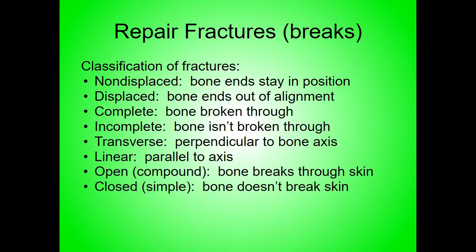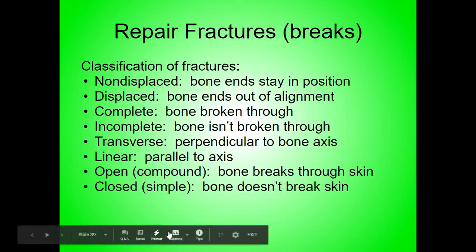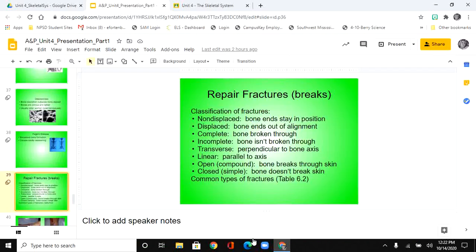If you have an open fracture, that means the bone actually breaks through the skin. We call that a compound fracture sometimes. If it's a simple fracture, that means the bone breaks, but it doesn't break through the skin. So that's a simple fracture, sometimes called a closed fracture. So let me pull up the pictures of the fractures.